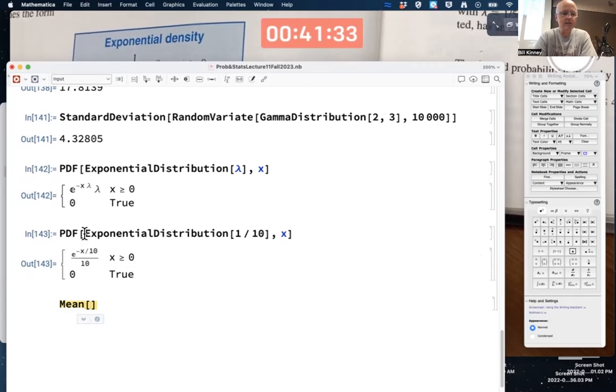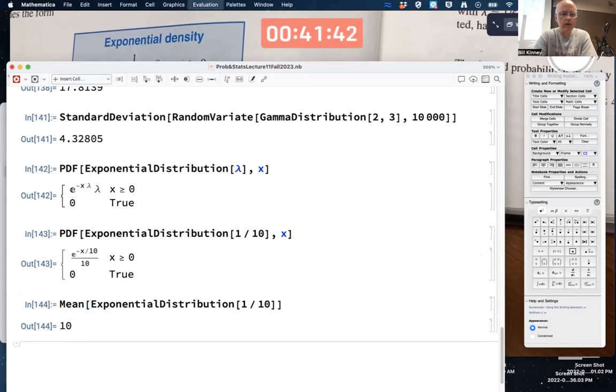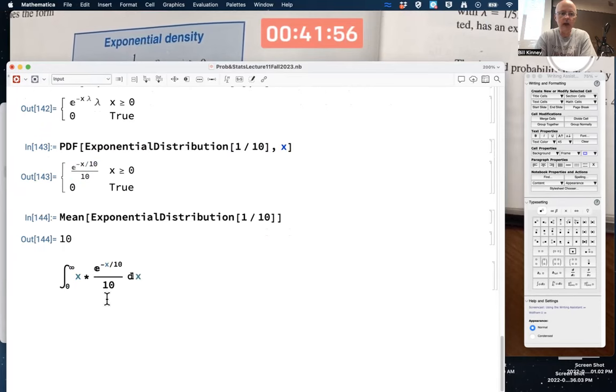If you want to confirm that, you could do this. Whoops. 10. You could also do an integral if you wanted extra confirmation. Right? X times the PDF. This integral should equal 10. It does. By the way, if you don't know how to get an infinity, you can do escape INF, escape to make an infinity. Escape INF. You can also find infinity buttons on the palette. Yeah, the mean is 10.